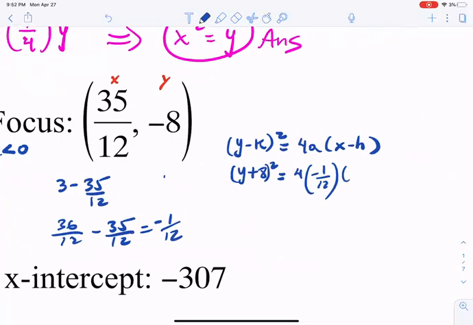So this is x minus 3, and now we need to compute. So this is (y plus 8) squared equals -1/3 (x minus 3). And that will be my answer for this problem. So this is my answer.